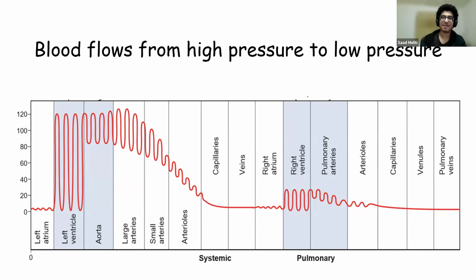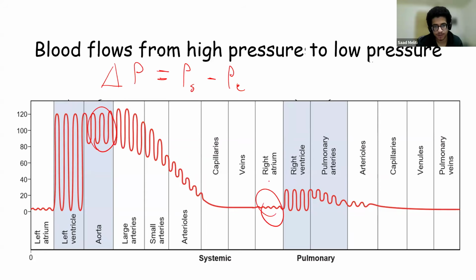So blood flows from high pressure to low pressure. We said this a lot of times. Look here, this is the aorta, and it's flowing from high pressure to low pressure. It's as simple as that. And we can calculate this pressure gradient by taking the pressure at the start minus the pressure at the end. So we can take the pressure here, minus the pressure at the right atrium to find out the pressure gradient. But then we have one problem.